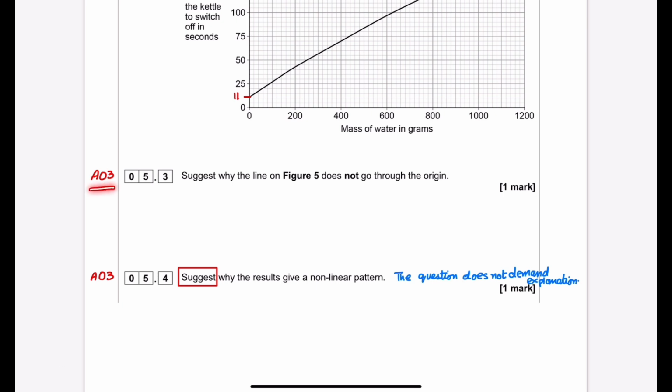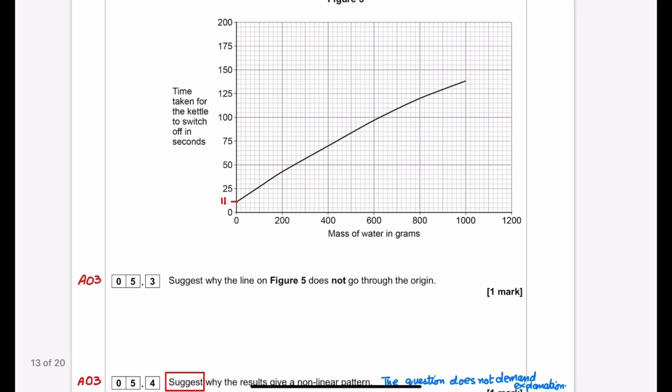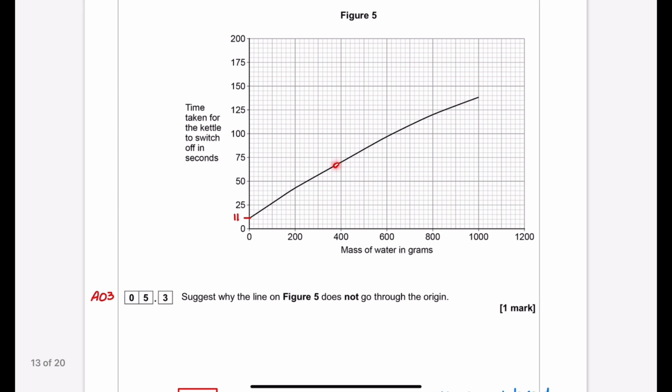5.3 is an AO3 question. The student needs to give the suggestion why the line on figure number 5 does not go through the origin. The student needs to give the answer why this line is not passing through the origin. It starts somewhere from 11. The reason is the heating element takes some time to get hot.